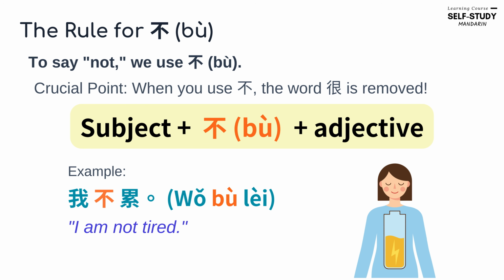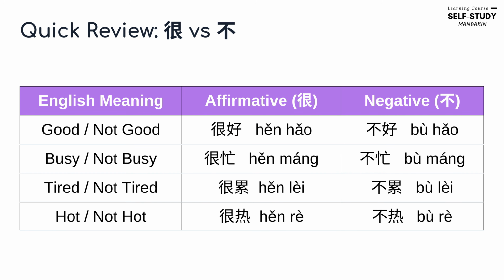Earlier, we learned the word for tired, 累. If you want to say I am not tired, you simply drop the 很 and replace it with 不, so it becomes 我不累. It's that simple. Let's do a quick review to compare the affirmative 很 and the negative 不 side by side. I will read the English and then the Mandarin. Try to repeat after me.